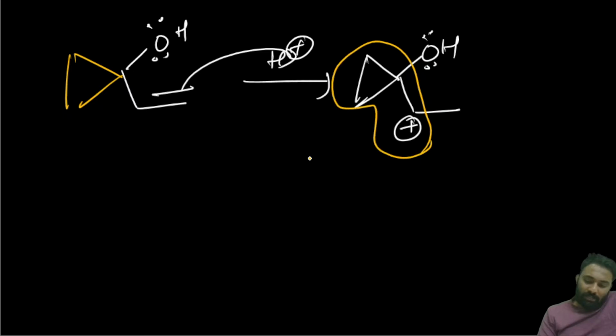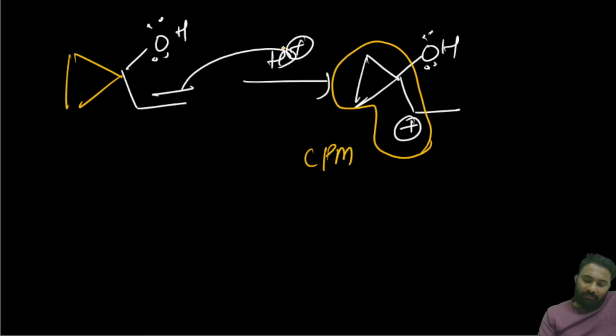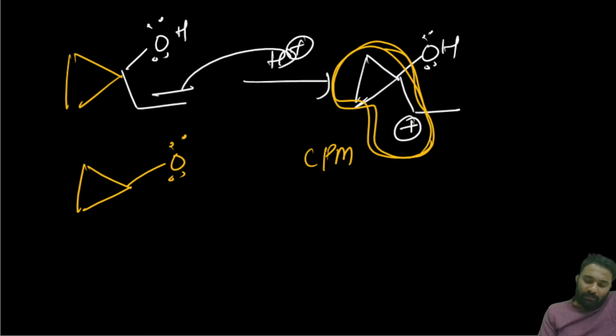Cyclopropyl methyl carbocation, the CPM carbocation, is a more stable carbocation. If the oxygen gives the lone pair of electrons to this one, we are making an unstable carbocation as the intermediate. But if the alkene gives, we are making the more stable CPM carbocation, right? When we are making the more stable carbocation, then what will happen after that? Then to stabilize that carbocation, there is no rearrangement possible.